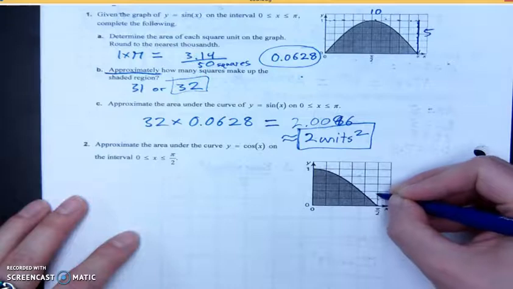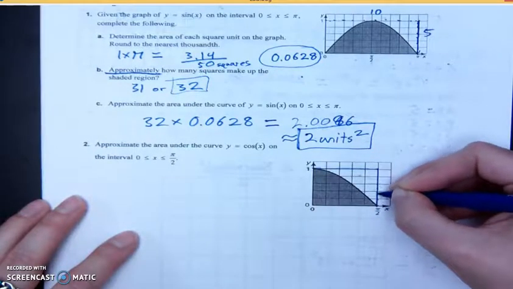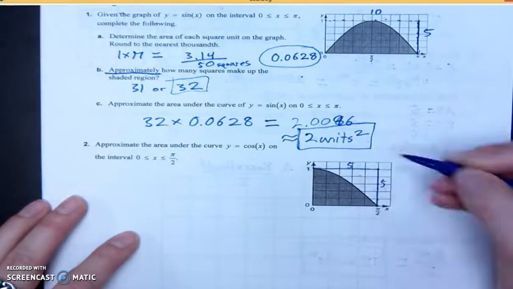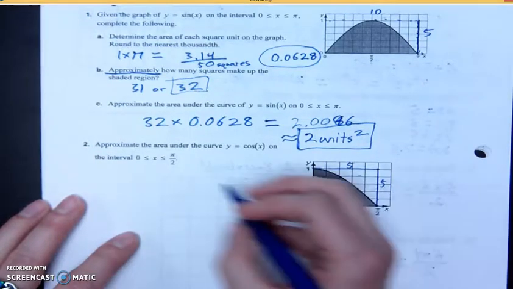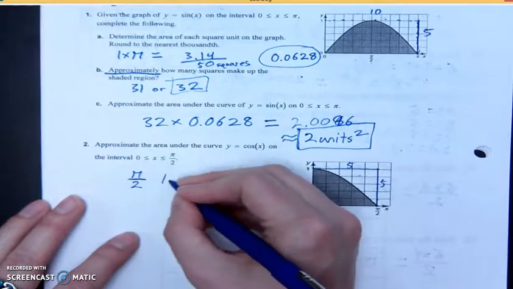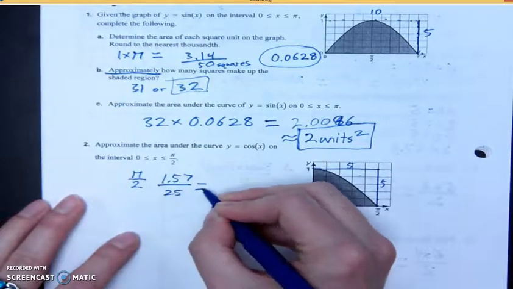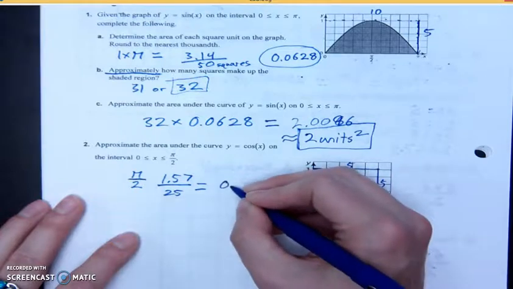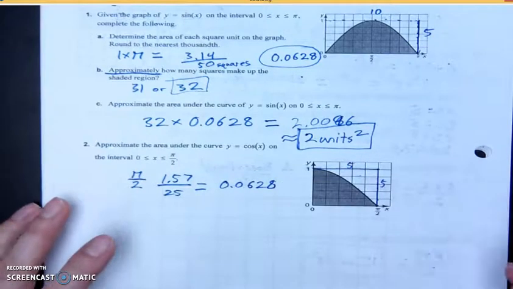Again, we're going to figure out how many squares there are when we draw a square. I have 5 by 5, right? And this time it's pi over 2, right? Yes. So 1 times pi over 2. Pi over 2 is 1.57 divided by the 25 squares comes out to 0.0628. Did everyone else get about the same thing there?